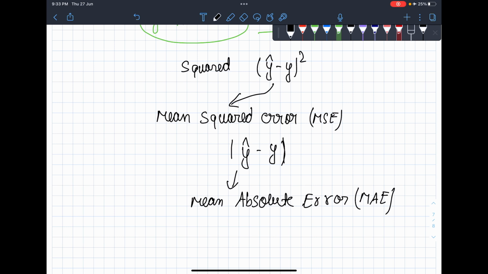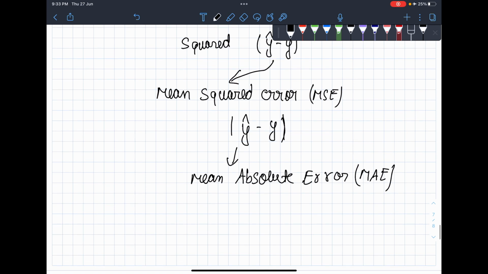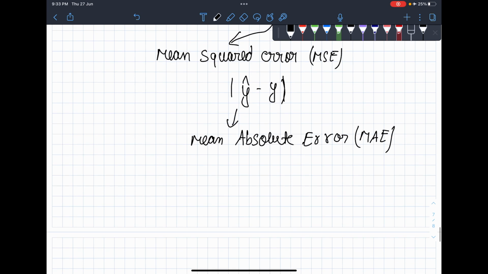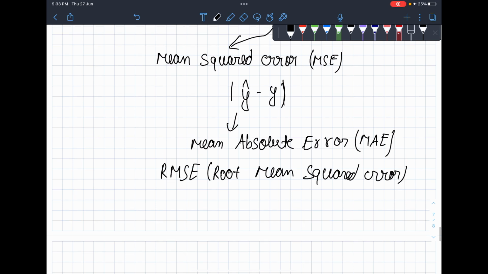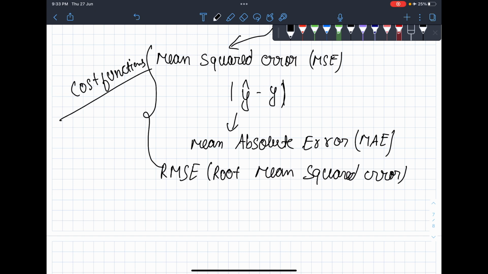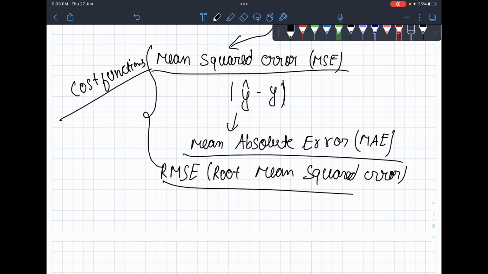It is actually a cost function, but there are different types of cost function. We have MSE, MAE, and another one, RMSE, which is nothing but root mean squared error. These are all cost functions, types of cost functions that we will use. Mean squared error is a cost function, and so are the others.